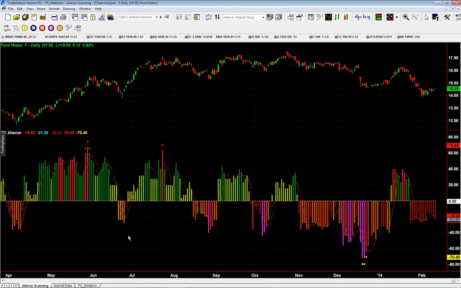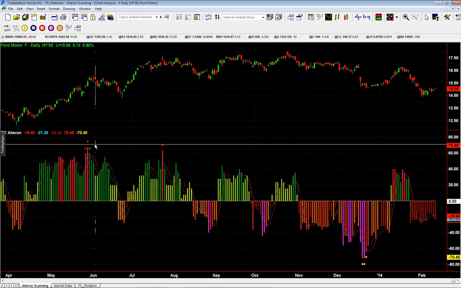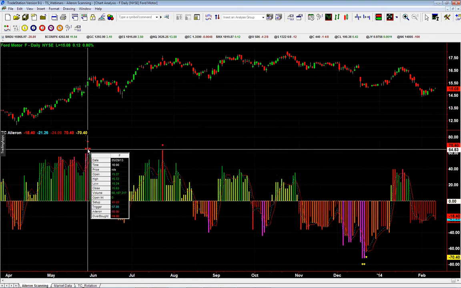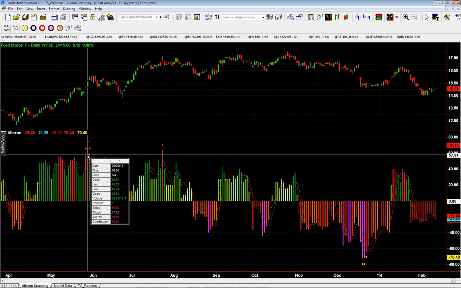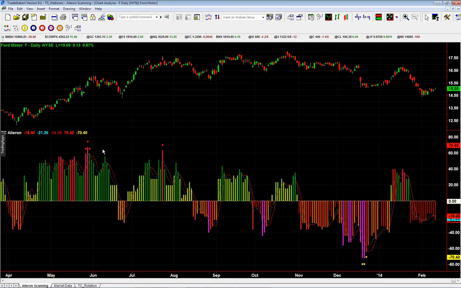Now, sometimes you get some readings that are questionable. You hit right over here. Let's see where we're at at this level. Right here, we're at 68. Okay, we're at a 68 level, which is one of the highest levels we've seen in some time. And when you see that, and then you see the cross down, look what happened. Right from that point, we have a move lower.